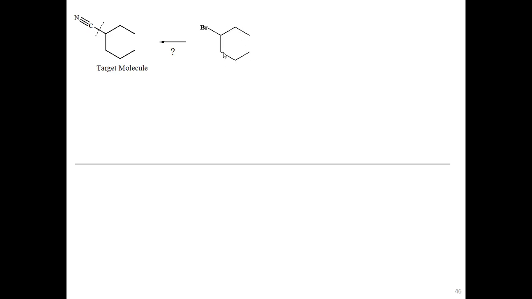We can't make this. Okay, so it'd be kind of stuck. In our next topic, we could make this, but we can't make it right now. So this would be a reaction that would work, because this is a secondary center, but we can't make this bromo alkane yet. Okay, we will, but not yet. So we need a different strategy.